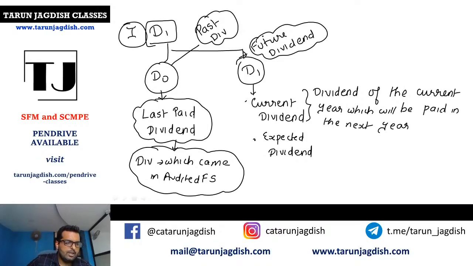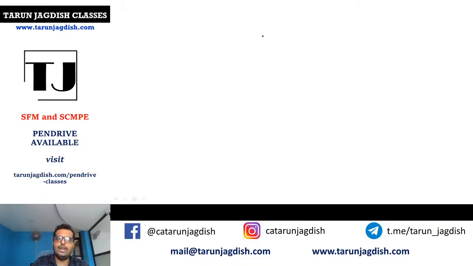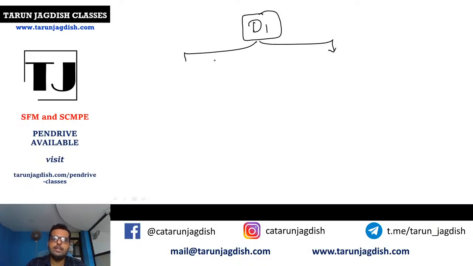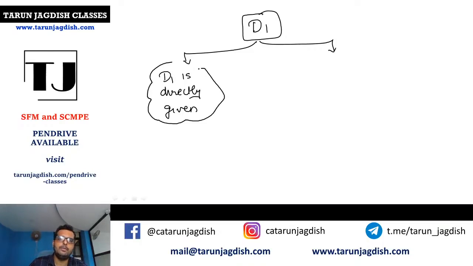Okay. I hope everybody has put up till here in your books. So this was the first part. Now exam point of view. D1, what is the formula? Alright. There can be 2 scenarios. Okay. D1 is directly given. That is scenario number 1. Scenario number 2 is D1 is not directly given.